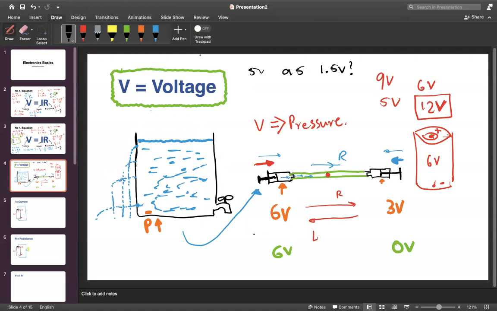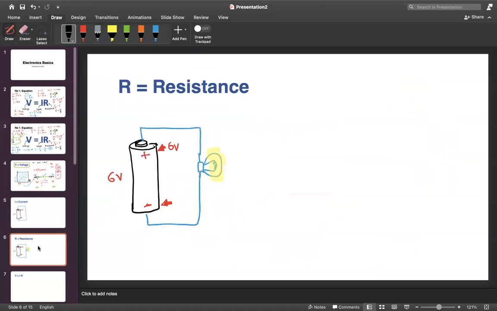Voltage difference. So this is a voltage difference, right? Do you understand that? 6 volt to 3 volt, there's a 3 volt difference. 6 volt to 0 volt, there is a 6 volt difference. Is that correct? 6 volt is high, 0 volt is low. Yes, exactly. So what happens here is, now we know current is the one making light, right?